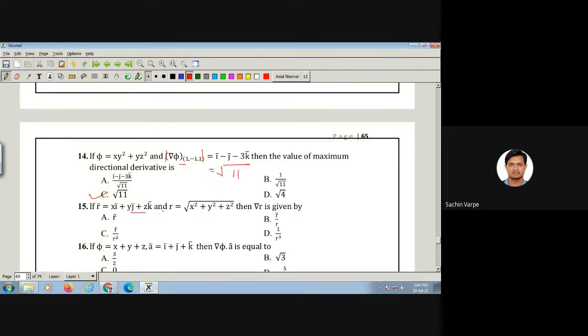R bar is given, R is given. What is del R? So del R is basically R bar upon R. There is a standard relation. Phi is given, A bar is given, del phi dot A cap they have asked. So this is very easy. Just take del of this and take the dot product of that del phi with this A bar, and you'll get the option.